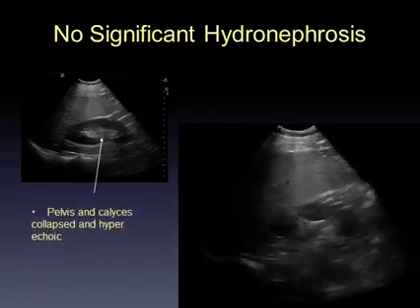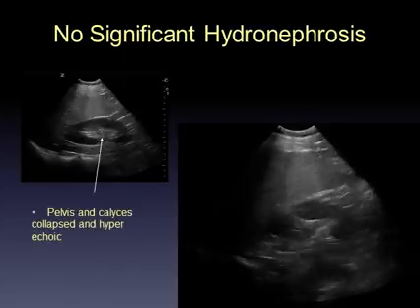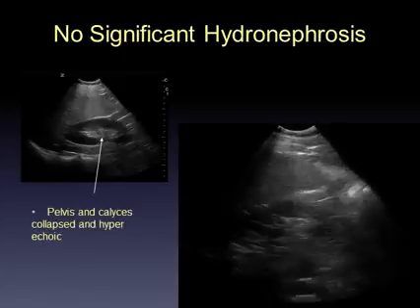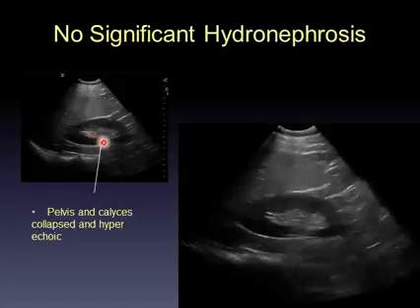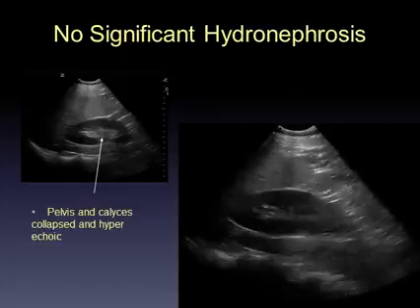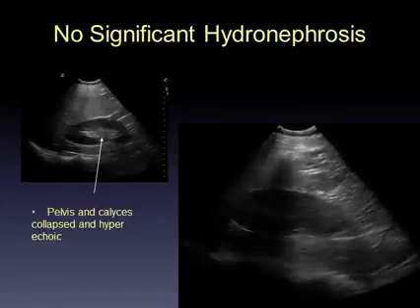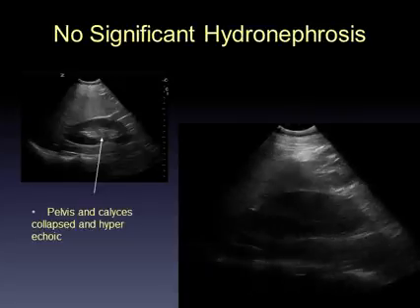Let's look at an image and a video of no hydronephrosis, that is to say a normal renal scan. Notice that the pelvis and calyces are collapsed on each other and showing as a white hyperechoic area. And this is evident at all points in the fan on the video. Certainly there's no collection of fluid at the base of the pelvis there.